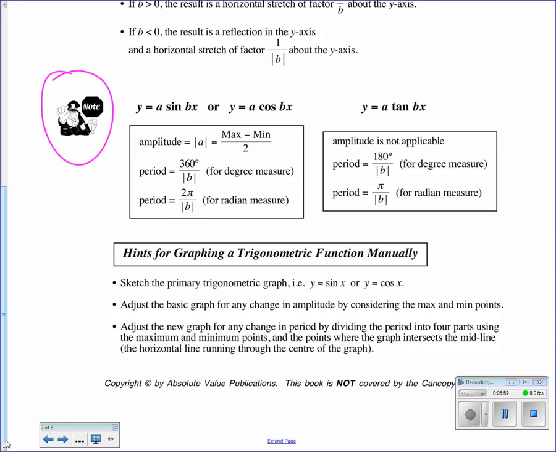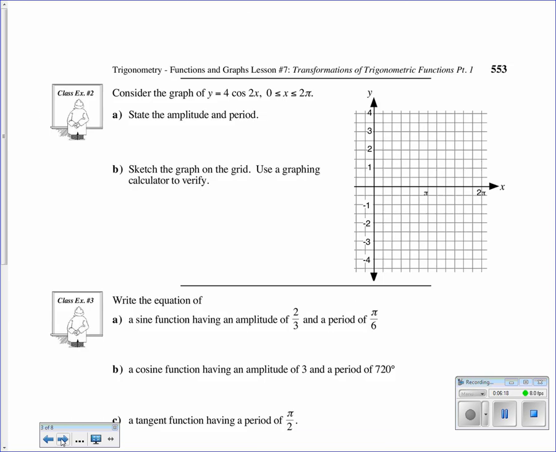And then adjust the new graph for any changes in period by dividing the period into 4 parts using the maximum and minimum points and the points where the graph intersects the midline, the horizontal line running through the center of the graph, to help you figure out amplitude and period. Got a few nice examples to look at. State the amplitude and period and then try to sketch the graph.